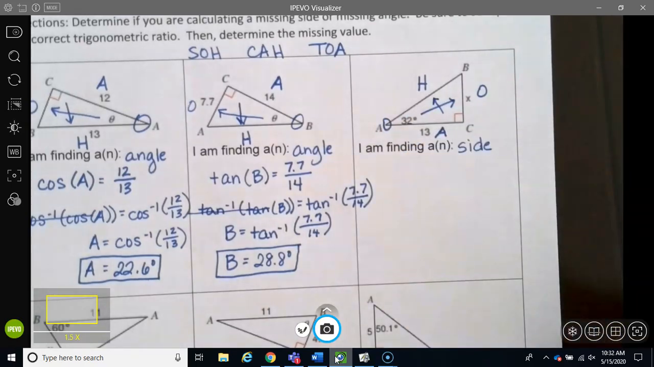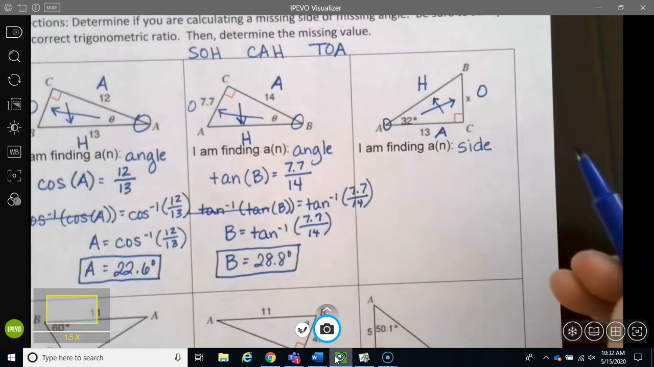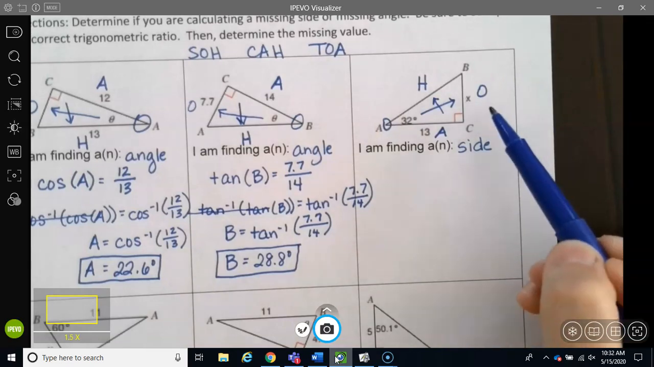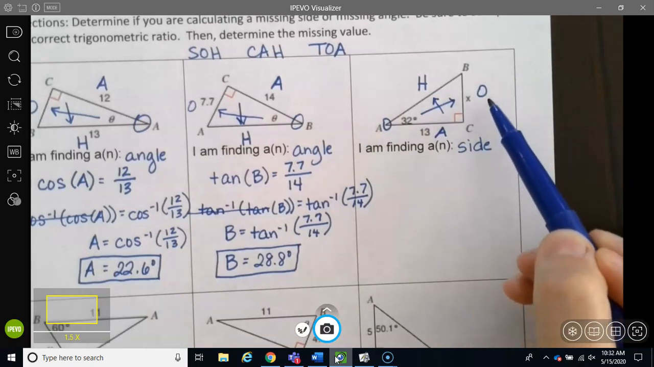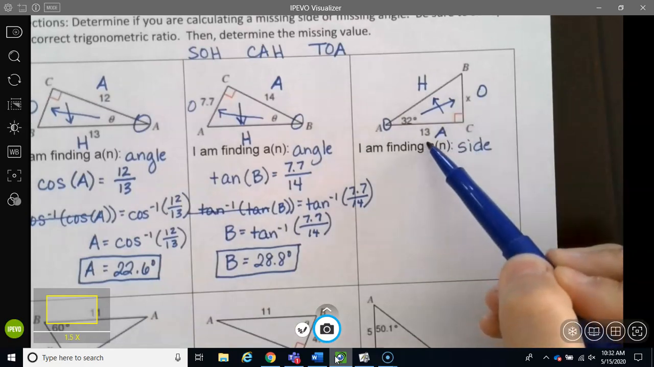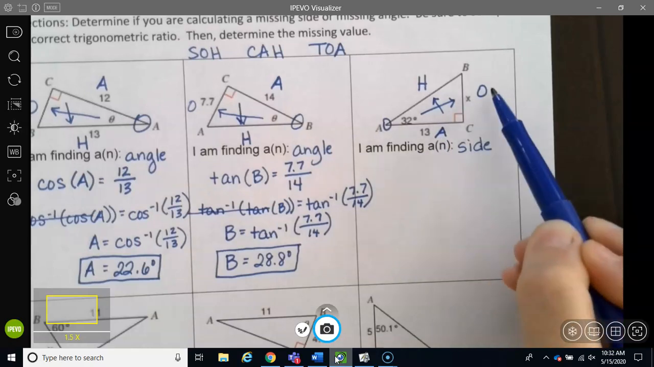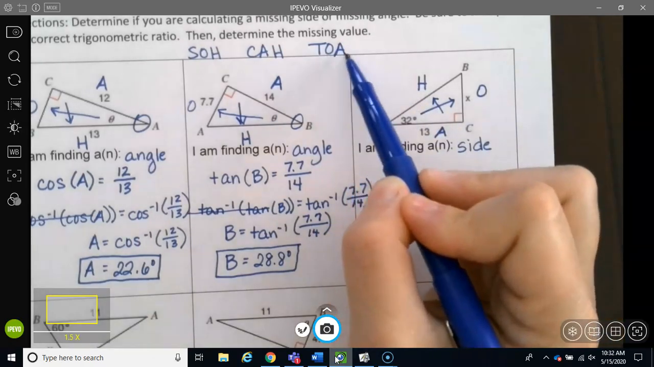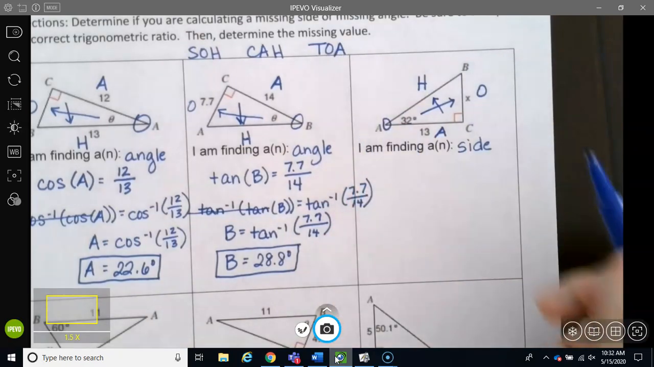And then we're going to set up our trig function. So, when you're finding a missing side, remember, you got to use the side that you're trying to find. So in this case, that's our opposite side. And we got to use the side that we know. We only know the one side, which is the adjacent side. So we're going to have to use opposite over adjacent. And again, that happens to be tangent. Tangent equals opposite over adjacent.